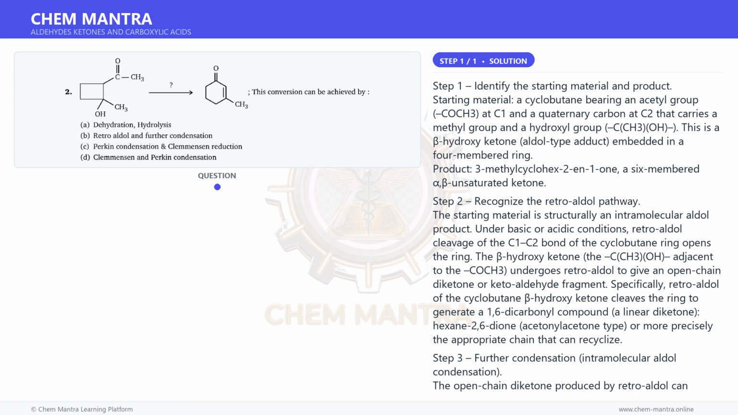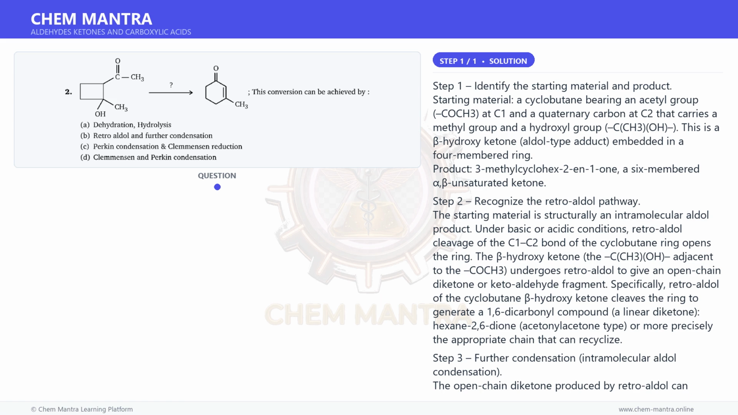Specifically, retroaldol of the cyclobutane beta-hydroxy ketone cleaves the ring to generate a 1,6-dicarbonyl compound, a linear diketone, hexane-2,6-dione, acetonylacetone type, or more precisely the appropriate chain that can recyclize.